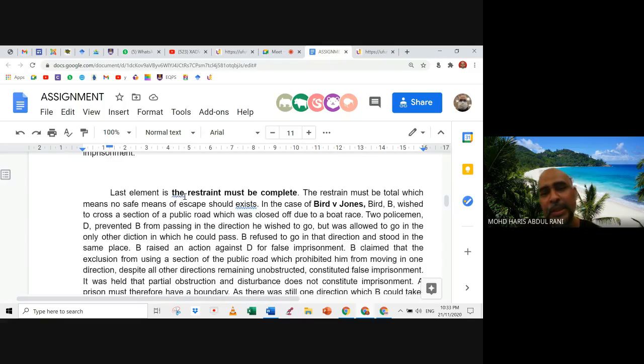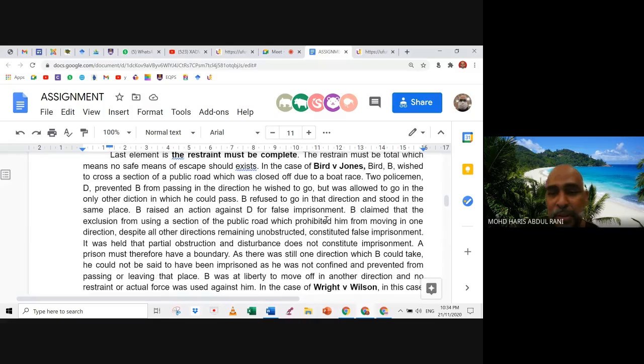Okay, same with restraint must be complete. The key element is restraint must be complete. The keyword is complete. Complete means there is no safe means of escape. That is the definition. So number 1, number 2, number 3 is your authority. So Bird and Jones. In Bird and Jones you cannot be putting the facts. The facts are only relevant if needed, otherwise what's the point of elaborating the case? Why is it so important? No need. So what you want to do is go straight to the ratio decidendi.